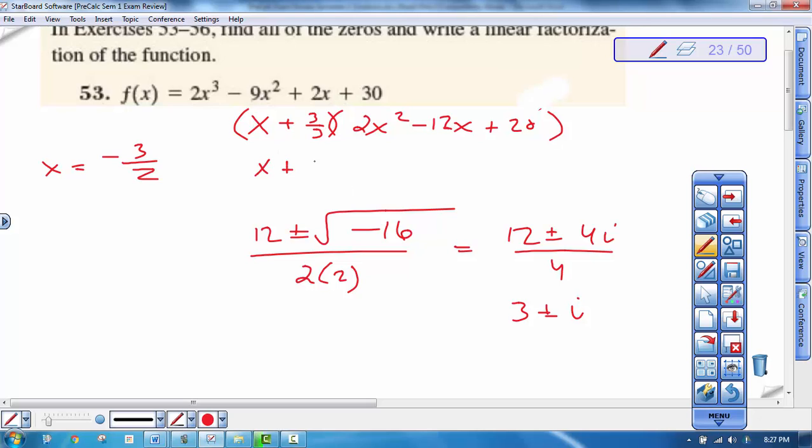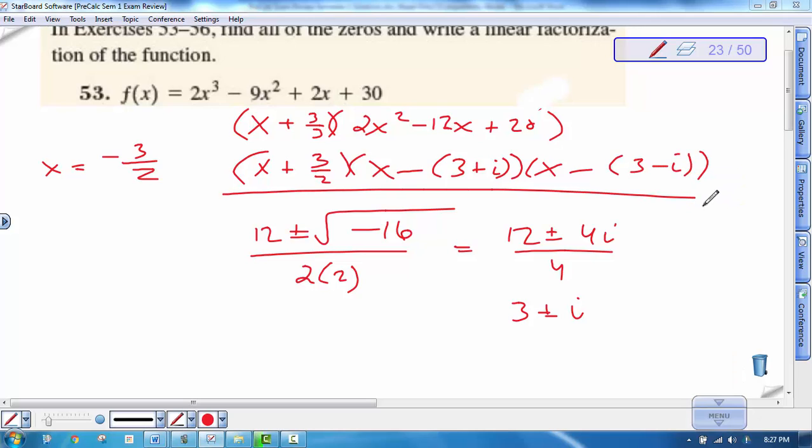So if I wanted to write the whole linear factorization of this, I could do that by writing x minus this, and then also x minus the other one, 3 minus i. That would be the complete linear factorization.